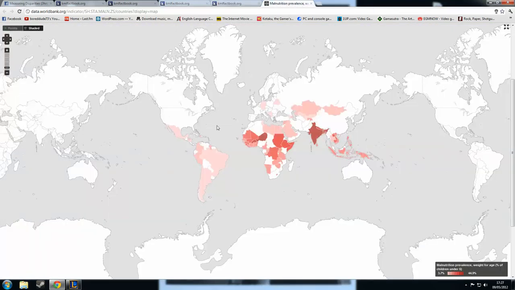The last factor is malnutrition prevalence, which is the weight for age percentage of children under 5. And the main areas that are affected are the east of Africa, or the Horn of Africa, where the drought is, Central Africa, and Western Africa. Lower Africa is under drought, and this could be a reason why there's a lot of malnutrition in these areas.